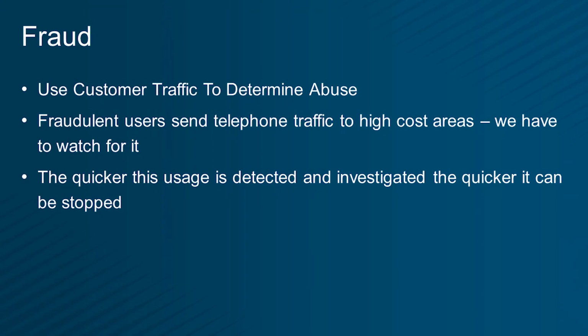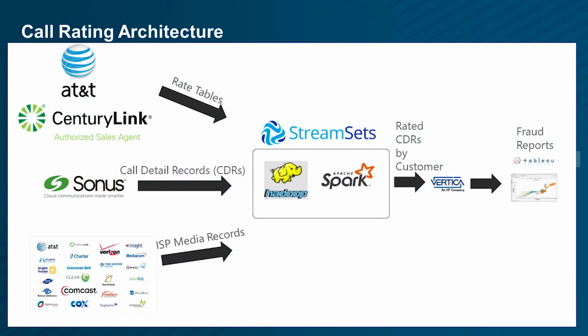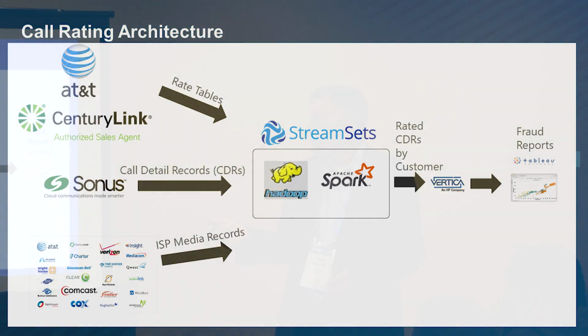So we figured out we have to watch for those high cost areas, and that the quicker this usage is detected and investigated, the quicker it can be stopped. Same architecture. The only difference is that before we took our rated CDRs by carrier, now we do it by customer, and we put those into our fraud reports, right?